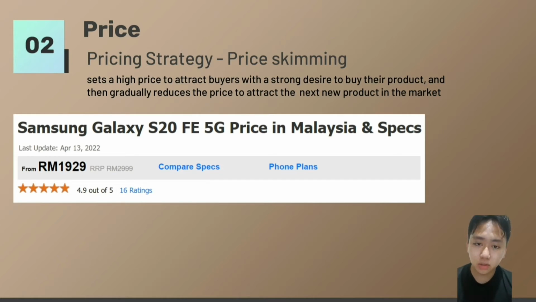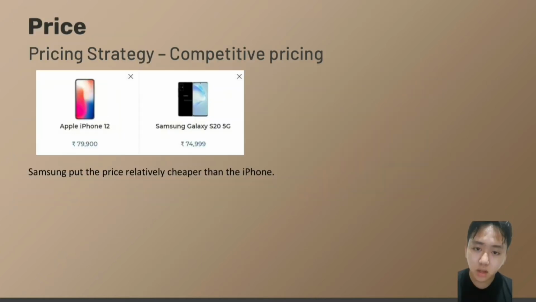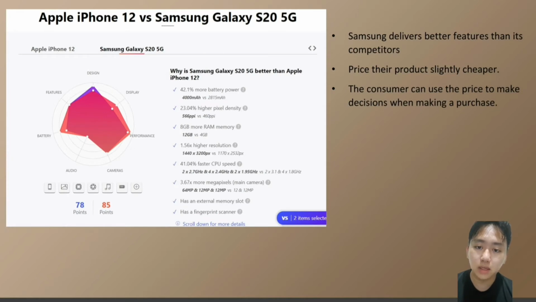When Samsung introduced their new launch product, they purposely set the price higher so that they can maximize profit per unit to cover the development cost. Other than that, Samsung used competitive pricing. Samsung priced their product slightly cheaper than iPhone. Samsung put a better feature than its main competitor. By doing this, consumers can use the price to make a decision when making a purchase.